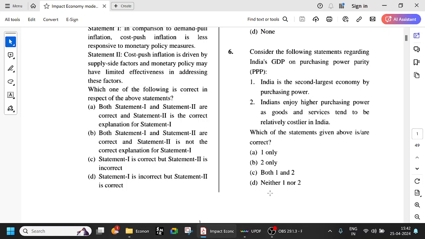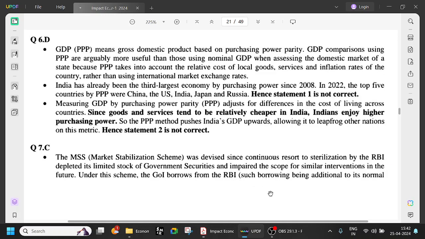Consider the following statements regarding India's GDP on purchasing power parity. Purchasing power parity is, for example, suppose with 100 rupees we can buy one bowl of rice and one curry, basically one full meal. And if you go to, say, Sri Lanka, there for the same meal you have to spend 300 rupees. That means there 300 rupees is equal to our 100 rupees, right? So that is what purchasing power parity measures.